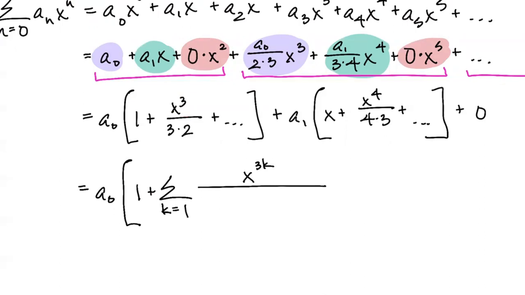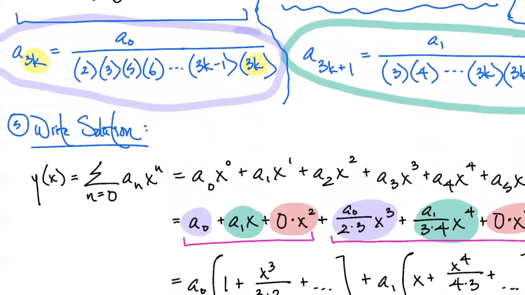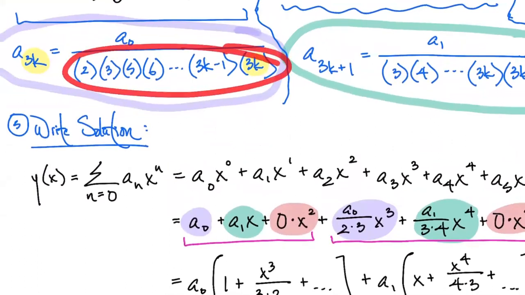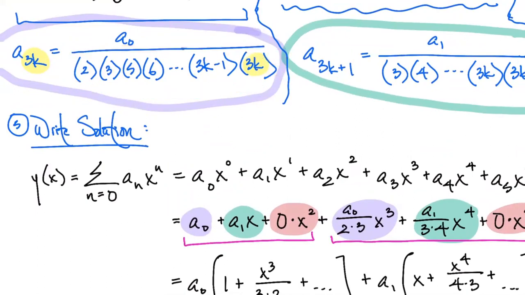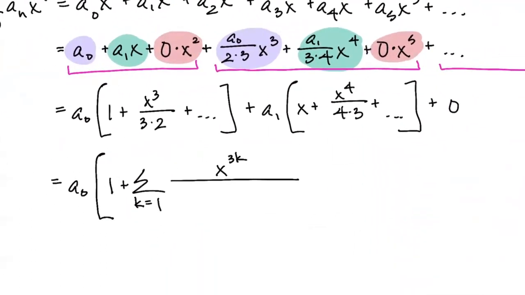And our denominator will be this generalized form, 2 times 3 times 5 times 6, but ultimately times 3k minus 1 times 3k. So 2 times 3 times 5 times 6 times 3k times 3k minus 1. Okay.